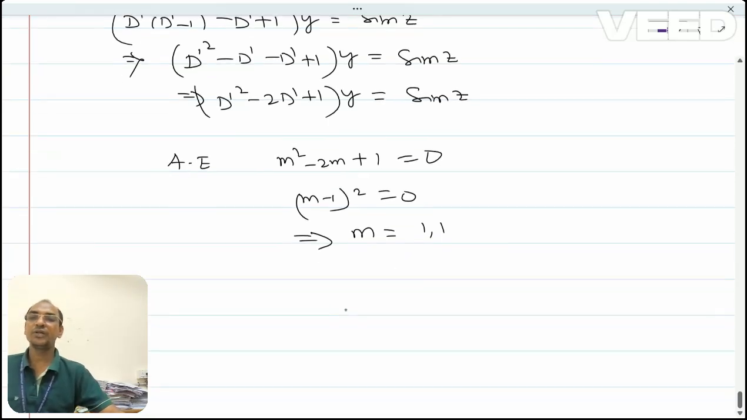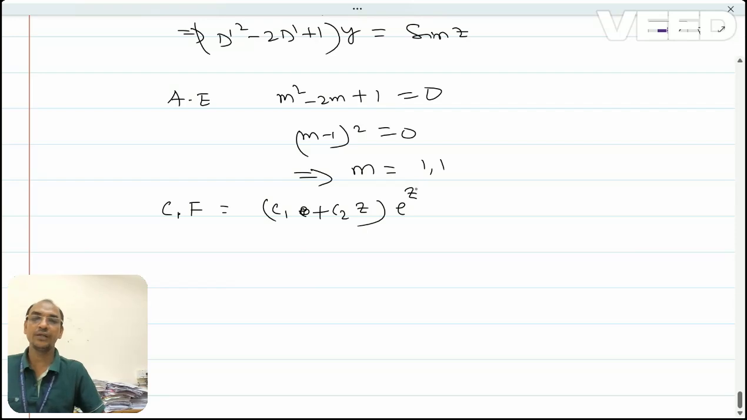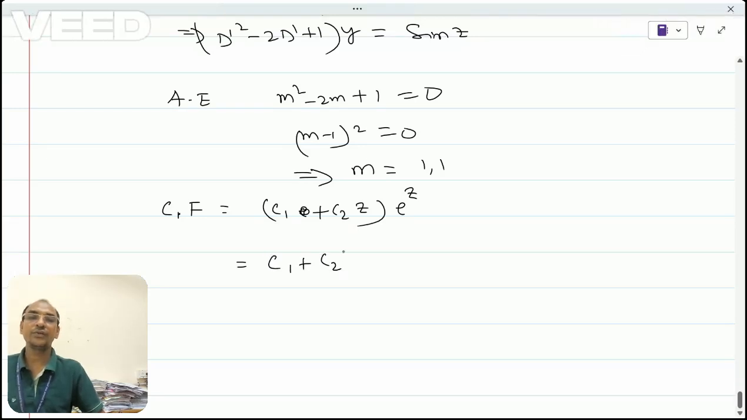So the nature of the roots is real and repeated, and therefore the complementary function will be c1 plus c2 z into e to the power z, because the root is 1. And you know that z is log x, so c1 plus c2 log x, and e to the power z is equivalent to x to the power 1, because 1 is nothing but this root. So this is the complementary function.